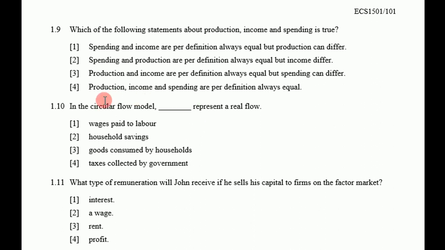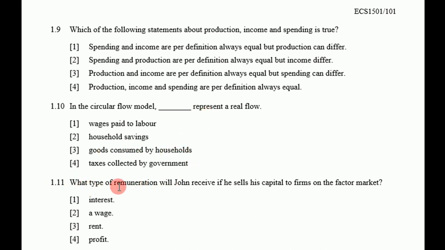So in the circular flow model, the dashed line represents real flow. Wages are nominal flow because it's the movement of money. Household savings is money. Tax collected is money. Goods consumed by households, that's correct. Option 3 represents a real flow.